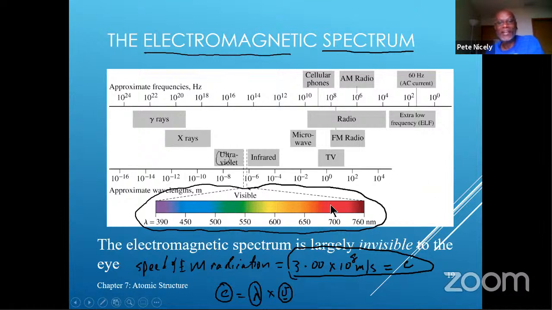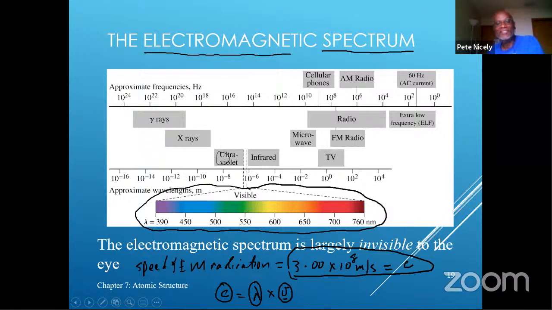Okay, so that's the visible range, right? Here, that narrow band that our eyes are sensitive to. And then after that, you have infrared, then microwave, and then a different form of radio waves, namely FM radio, TV, AM radio, cellular phone frequencies. And then at the lower frequency or higher wavelength, you have extra low frequency radiation. All right, so these are the different forms of radiation that exist in the total electromagnetic spectrum.